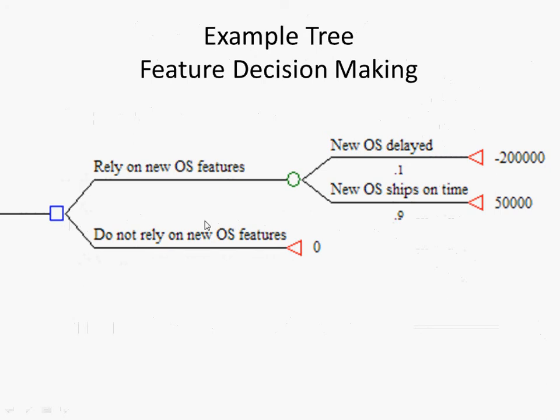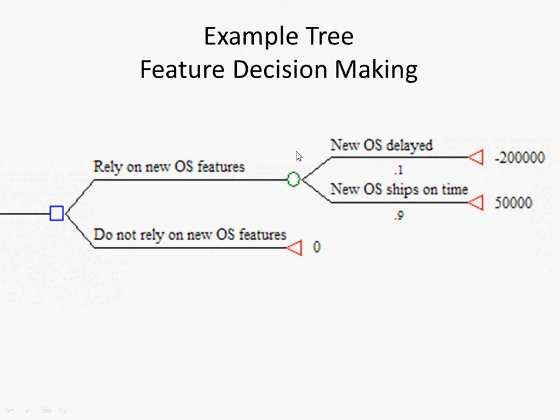If we do put into place a dependence on this, it may simplify our software development. It may allow us to make use of a fancier, nicer user interface. However, it also does expose us. If we rely on it, it will gain us something if it ships on time. But if the new OS is delayed, this new operating system that we've crafted our system to ride on top of, we could stand to lose some money.